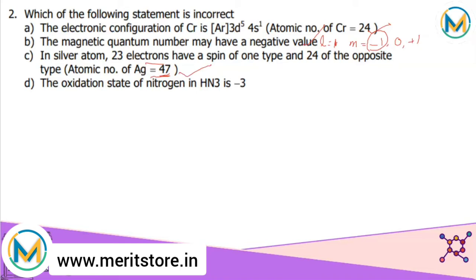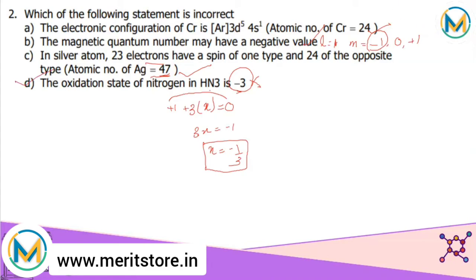Last statement, the oxidation state of nitrogen in HN3 is -3 is given. So let's check for this. Let the oxidation state of nitrogen be x. Hydrogen we know is +1. Then there are 3 nitrogens which we don't know, it's x, and the sum is equal to 0. So let's take the +1 over here, so it will become -1, and 3 over here in the denominator, so it will become -1/3. So x, that is the oxidation number of nitrogen, is -1/3 and not -3. So this is an incorrect statement. Option D.